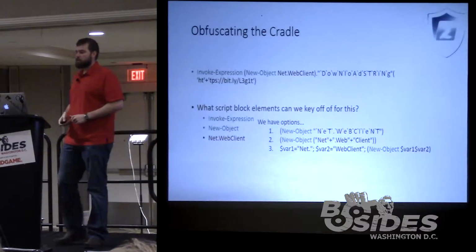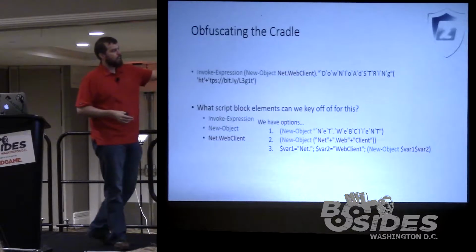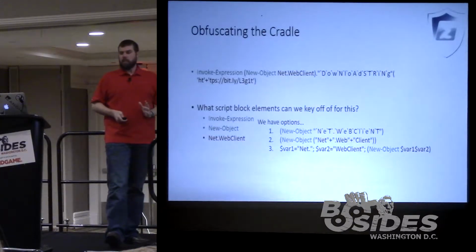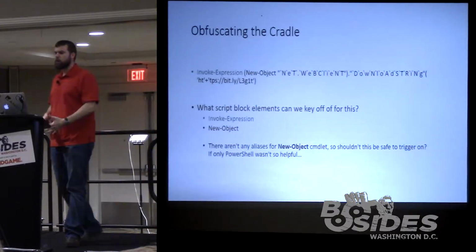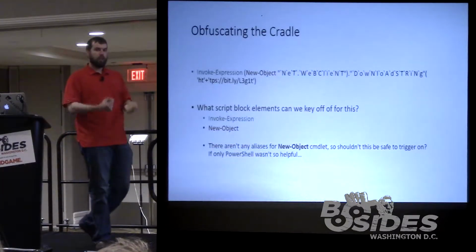All right, net.web client. For this, we can put double quotes and ticks. We can put parentheses and again, treat it like a string, concatenate it, reorder it, chunk it up into small pieces, whatever we want. So we'll just go with the first option and say, let's just go ahead and get rid of net.web client from a defensive perspective and keep going. Now, new object. The two pieces we're left with are invoke expression and new object. And these are both commandlets.